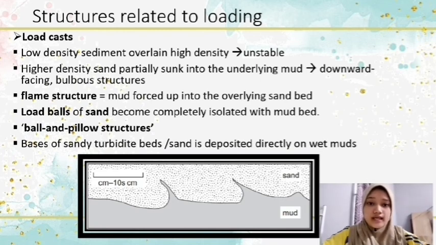The load balls of sand may become completely isolated within the muddy beds, and these are called ball and pillow structures. It's common at the base of sandy turbidite beds and other situations where sand is deposited directly on wet mud.